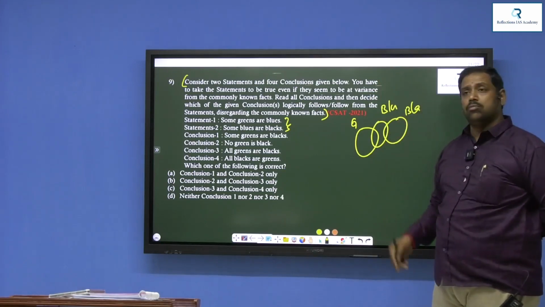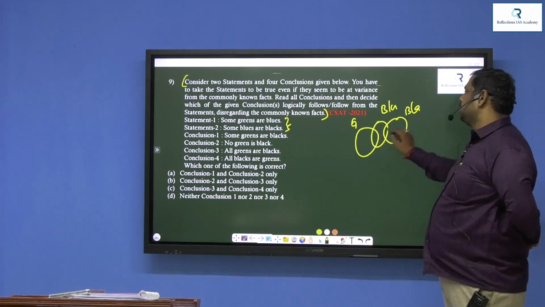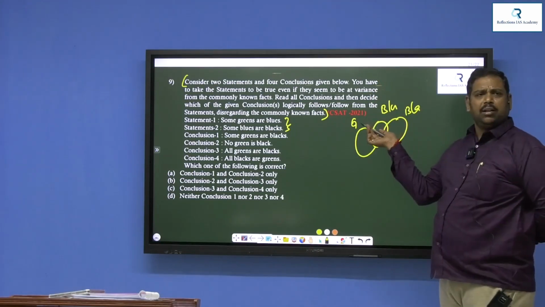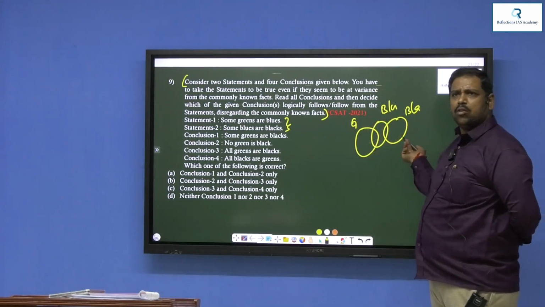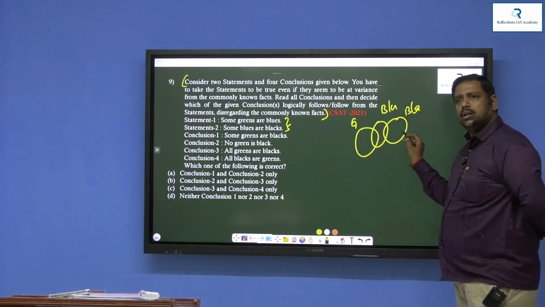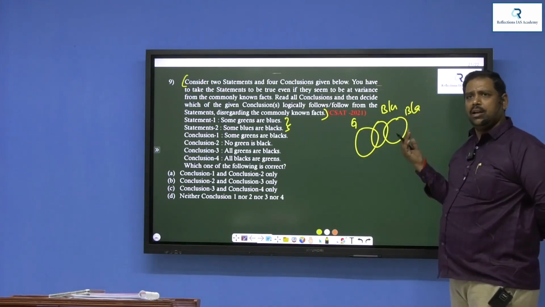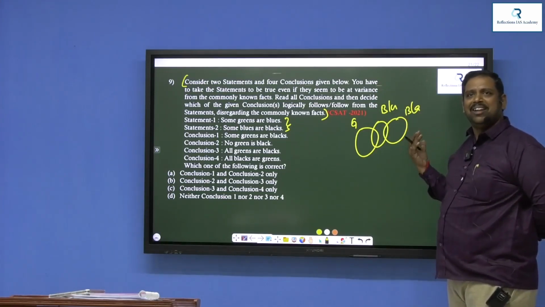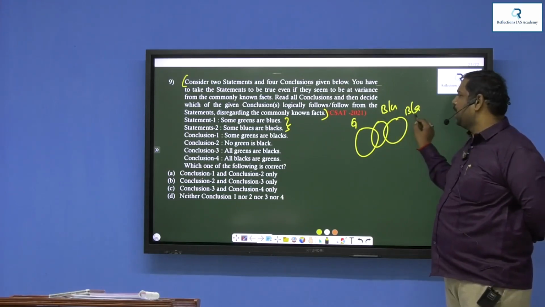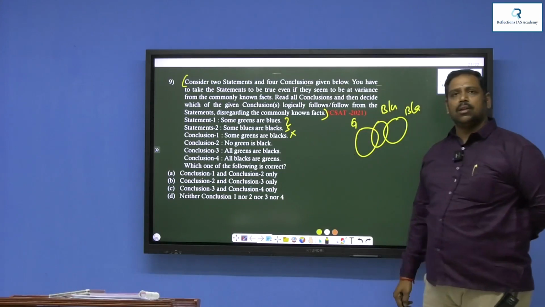4 conclusions he gave. First one. Some greens are blacks. Some greens are blacks is definite for sure, right? From the basic diagram, decide. Yes or no? Both are BB only, blue and black. If you keep both B, you will get a BB. So it is blue, it is black. He said that some greens are blacks. It is not possible.